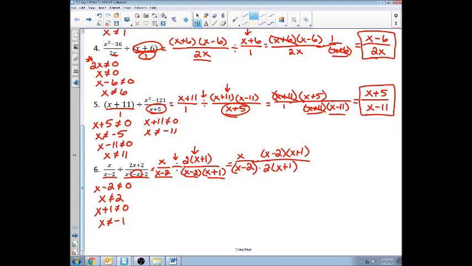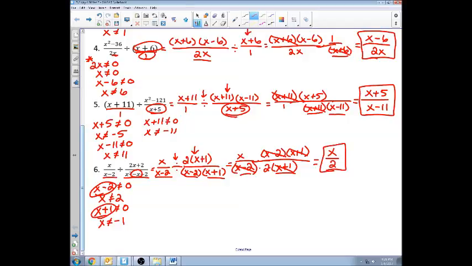Now I need to double check to make sure that I have all the restrictions I need. I have x minus 2 still. I've already done x minus 2 cannot equal 0. I have x plus 1. I've already done x plus 1 cannot equal 0. So I'm good there. At this point, I can go ahead and start crossing things out. So x minus 2 goes away. X plus 1 goes away. I finish up with x over 2.